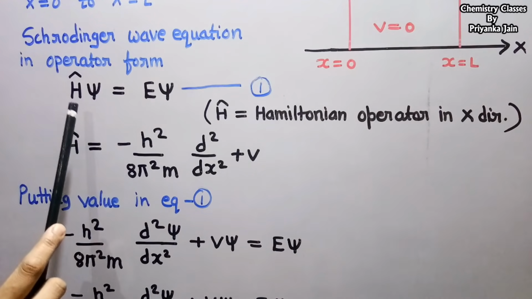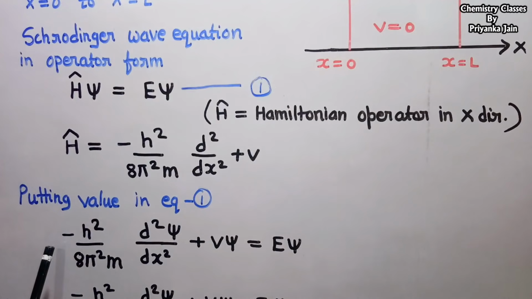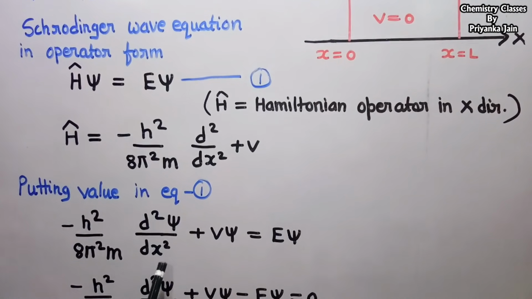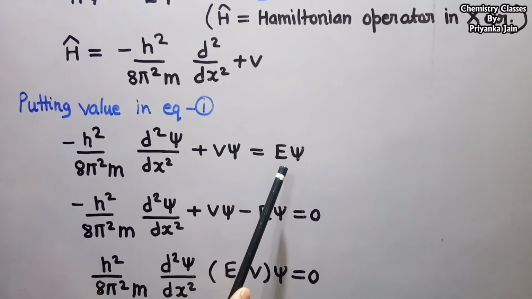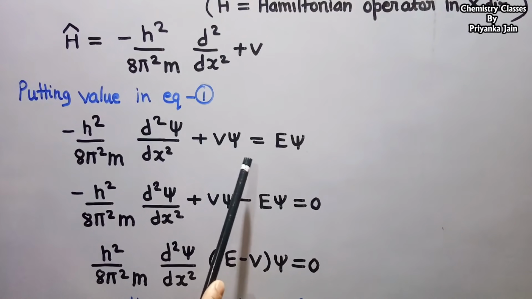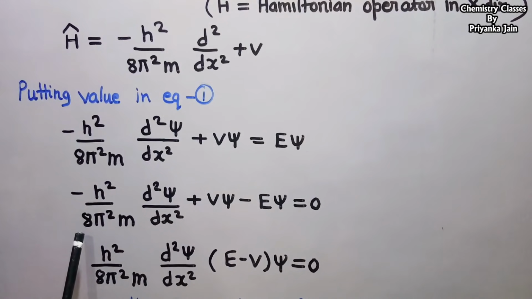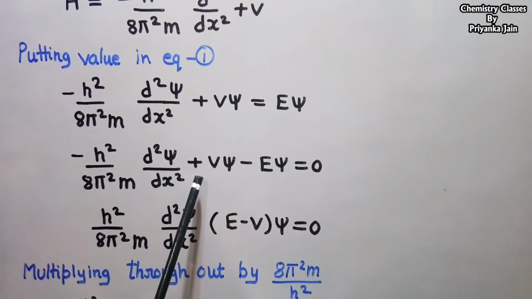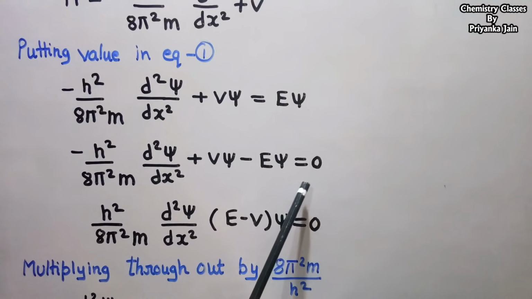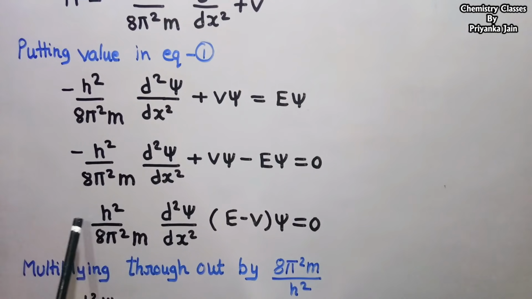Now when we put this value in this equation, it takes the following form: minus h square upon 8 pi square m d square psi upon dx square plus V psi is equal to E psi. Now we will put this E psi on this side, and then this equation will take this form: minus h square upon 8 pi square m d square psi upon dx square plus V psi minus E psi equal to 0. By solving this equation, we get: h square upon 8 pi square m d square psi upon dx square plus (E minus V) psi is equal to 0.